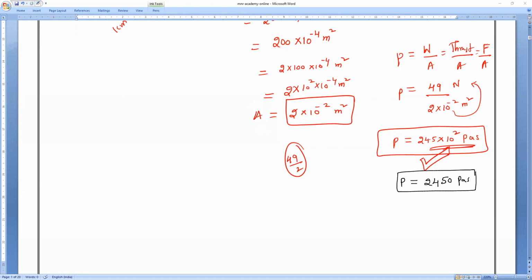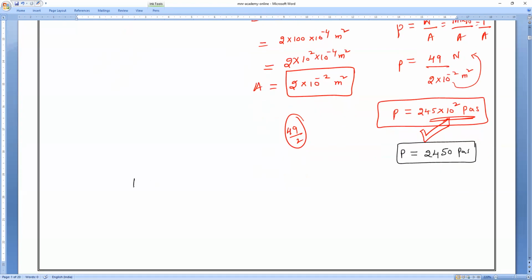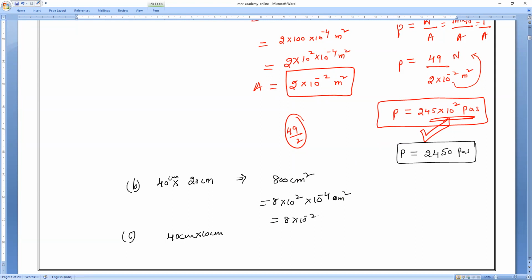The 40 and 20 face is in contact, second part. Third part, if you want, you can take it; it is not there in the book. Next, what is remaining? The 40 and 10 face is in contact. So in this case, what is the area? 800 square centimeter, which I can write as 8 into 10 power 2 into 10 power minus 4 square meters, which equals 8 into 10 power minus 2 square meter.